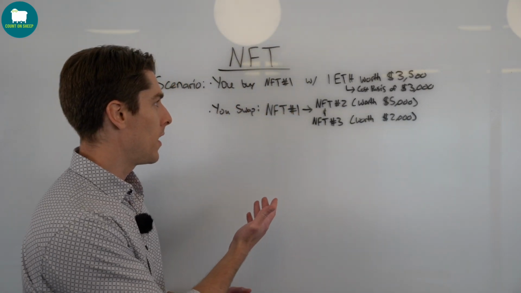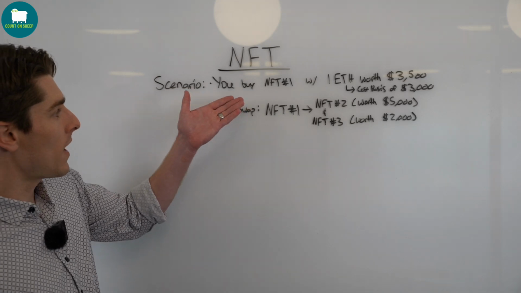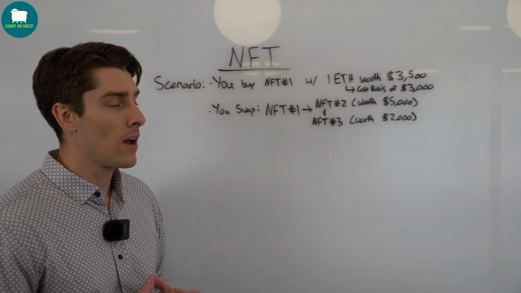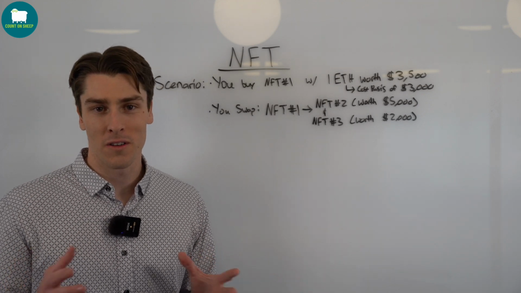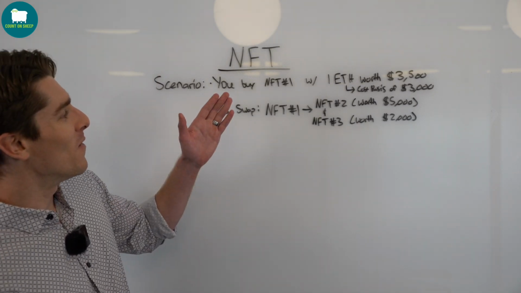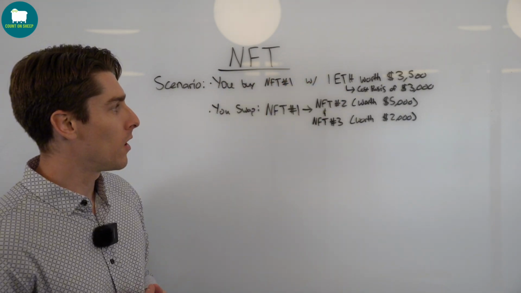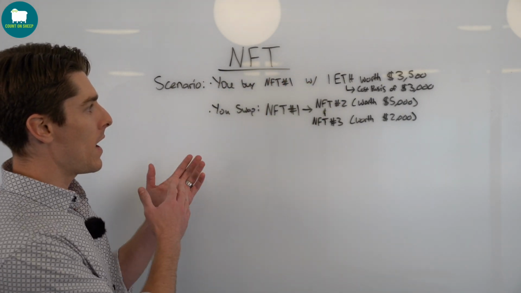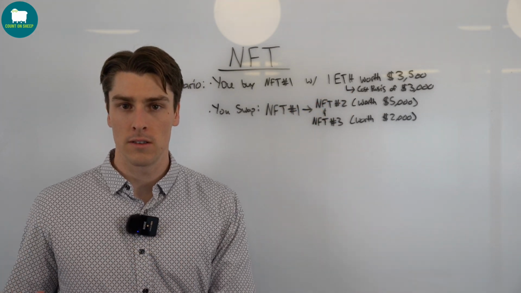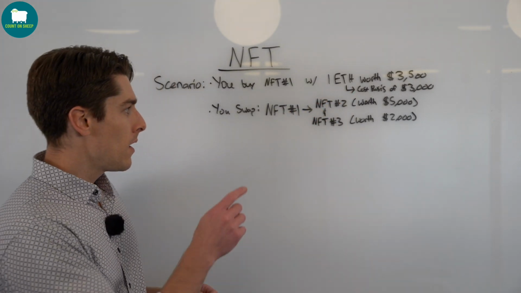But the scenario here behind me is that you purchased NFT 1 using 1 ETH, and let's say at that time ETH was worth $3,500. I hope we get there again. Maybe some hopium there, but we'll see. So ETH was worth $3,500 at the time. We used 1 ETH to buy NFT 1. The ETH that we used had a cost basis of $3,000, so that's important for later.